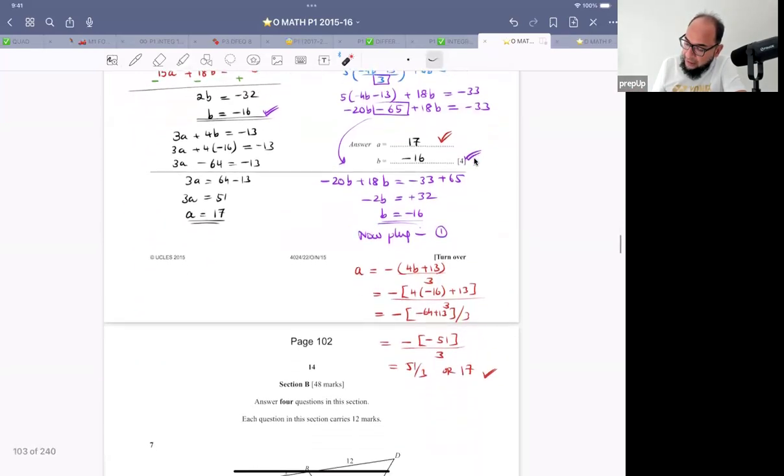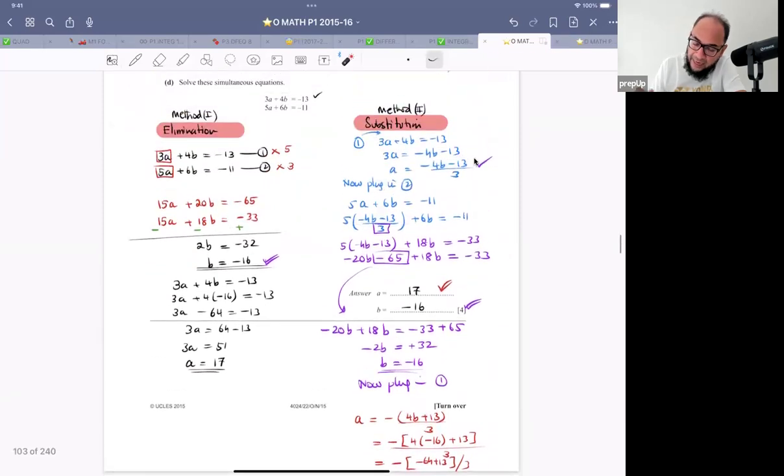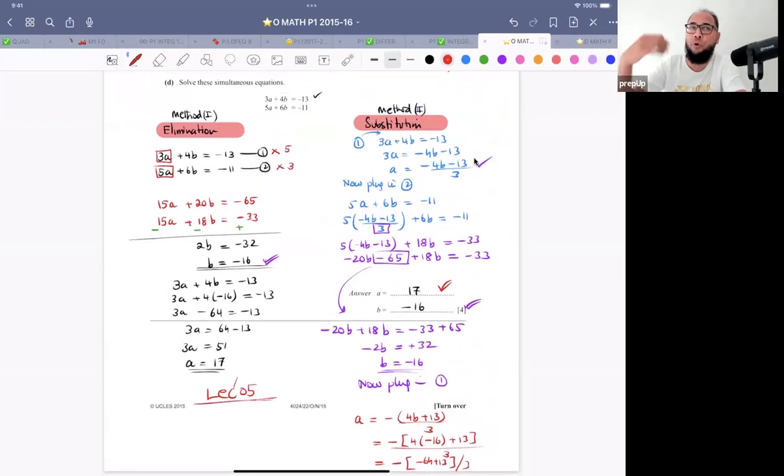So I think let me stop over here. And that is the end of lecture number 5. And we'll solve some more difficult questions. We will go a little bit more into quadratic equations, the quadratic formula, and then we will solve paper 2 as well as paper 1 questions.